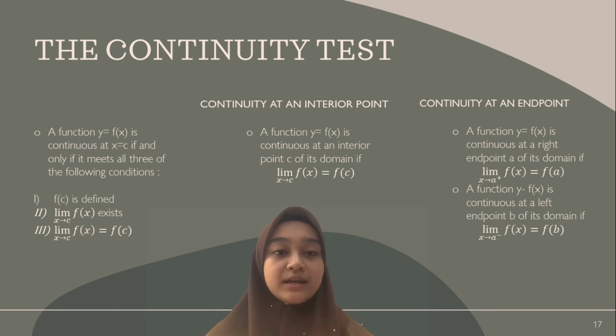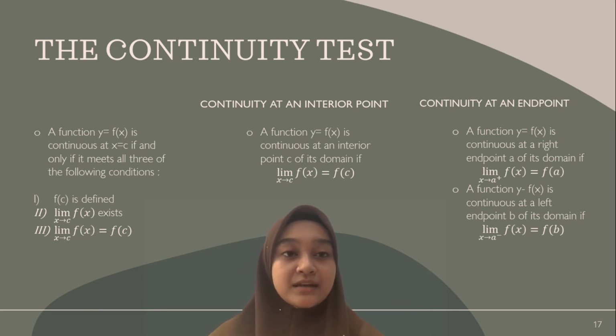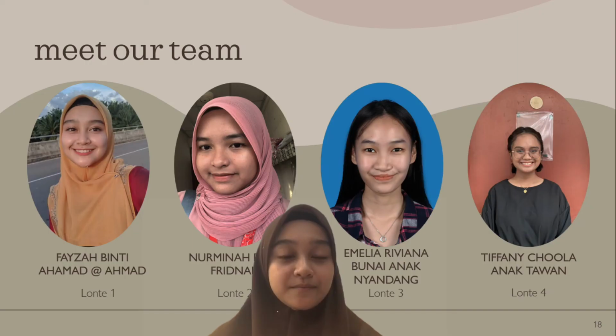Next, continuity at endpoint. A function y equal to f(x) is continuous at the right endpoint a of its domain if the limit as x approaches a from the right of f(x) is equal to f(a). And a function y equal to f(x) is continuous at a left endpoint b of its domain if the limit as x approaches b from the left of f(x) is equal to f(b).